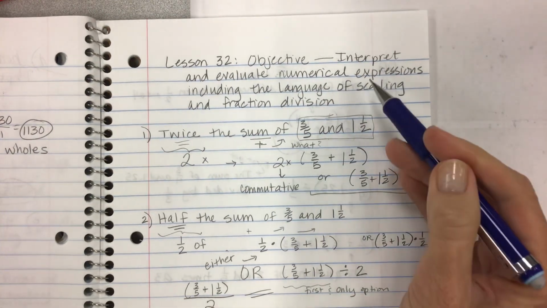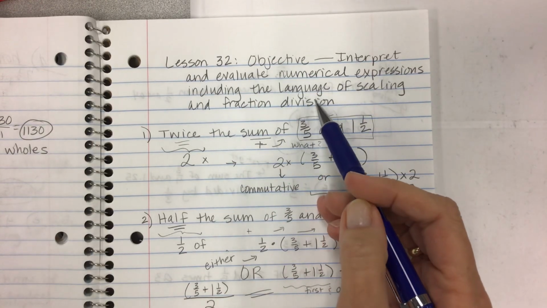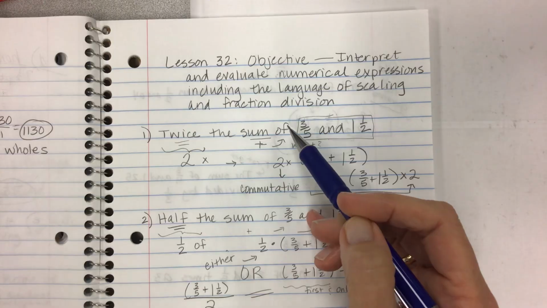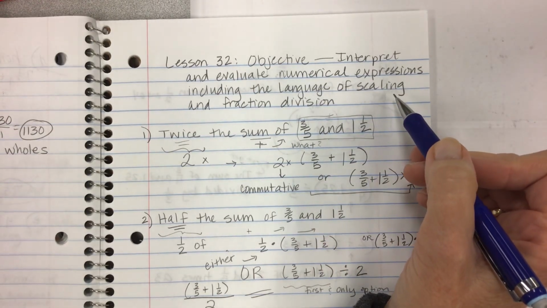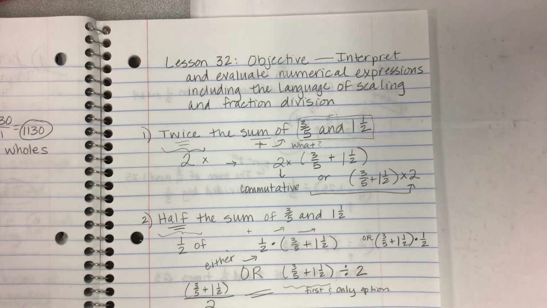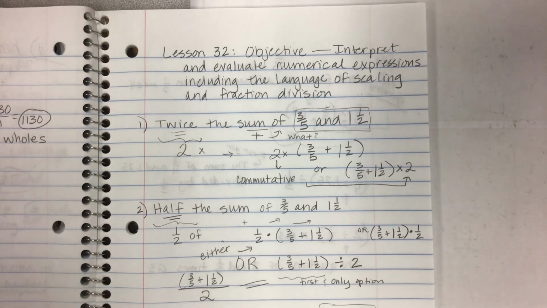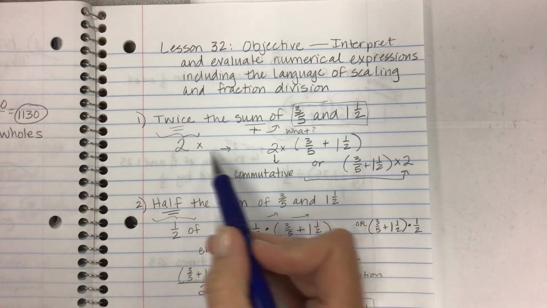Our objective is to interpret and evaluate numerical expressions, including the language of scaling and fraction division, which we've been talking about a lot, multiplying by a factor of 1, whether it be 10 tenths or 100 hundredths. And so I have a couple of sample problems. These are from the warm-up in the book. Taking a phrase and figuring out how to write it.